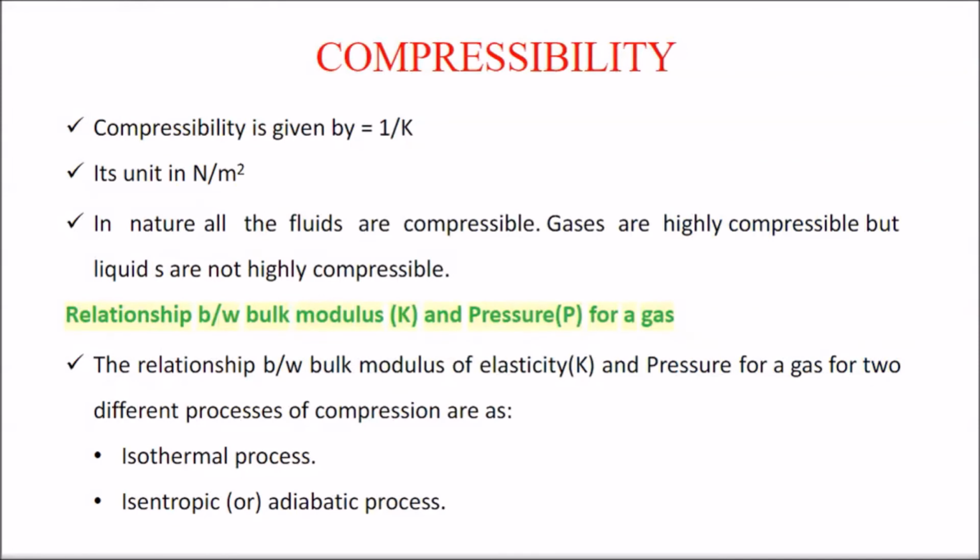Relationship between bulk modulus, K, and pressure, P, for a gas. The relationship between bulk modulus of elasticity, K, and pressure for a gas for two different processes of compression are as follows: isothermal process, isentropic, or adiabatic process.